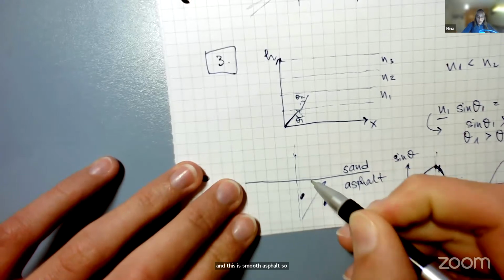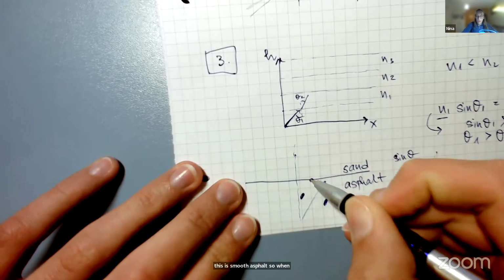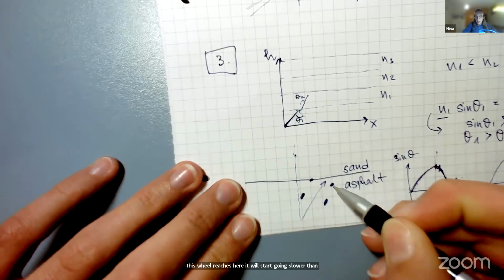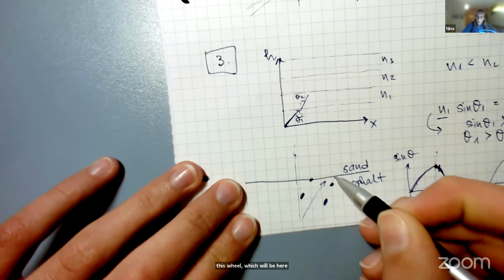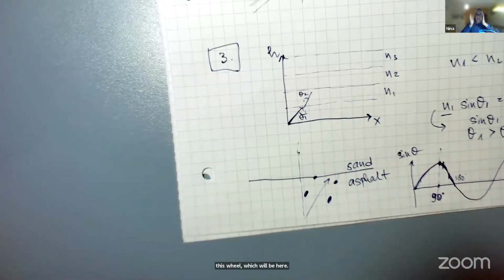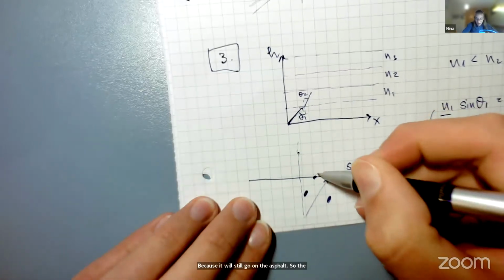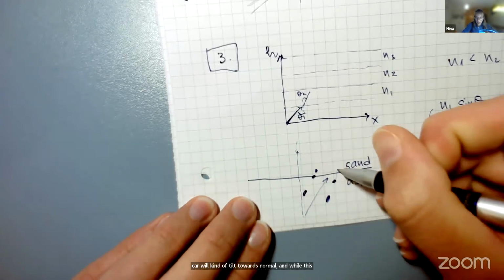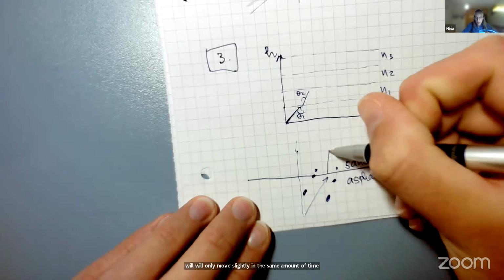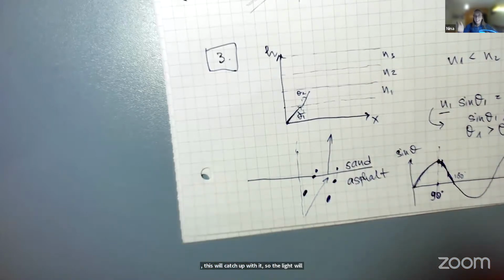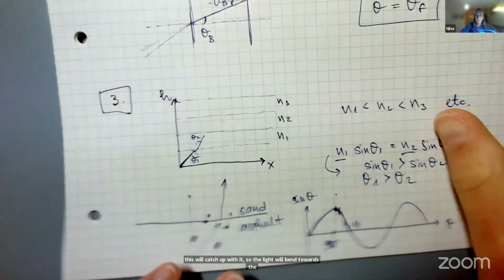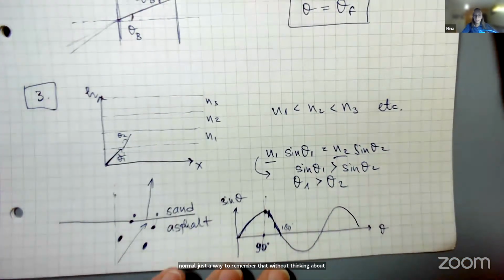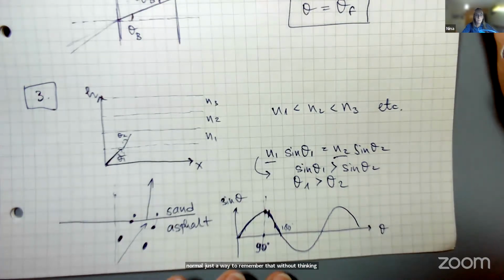So when this wheel reaches here, it will start going slower than this wheel, which will be here, because it will still go on the asphalt. So the whole car will kind of tilt towards the normal. And while this wheel will only move slightly in the same amount of time, this will catch up with it. And so the light will bend towards the normal. Just a way to remember that without thinking about maths. But if it's better for your brain to do maths, yeah, feel free.